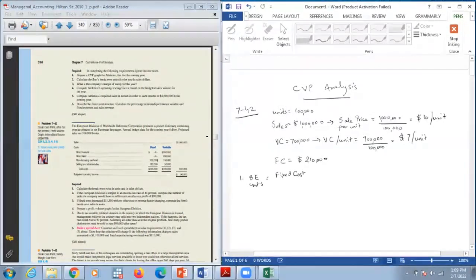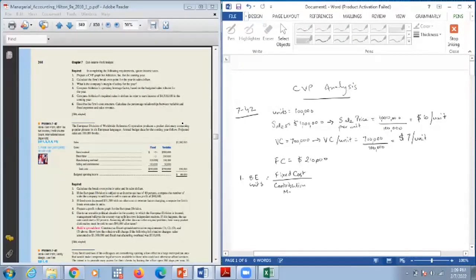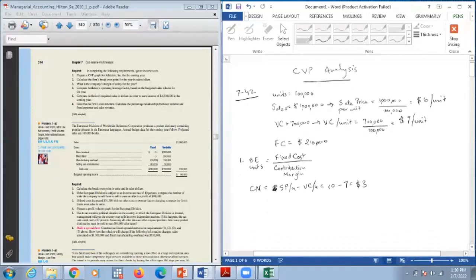Calculate the break-even point in cost divided by contribution margin. Now the contribution margin in this case is going to be the contribution margin per unit. I'm going to do the sale price per unit minus variable cost per unit. So sale price is going to be $10 and variable cost is $7. That means that we have a contribution margin of $3.